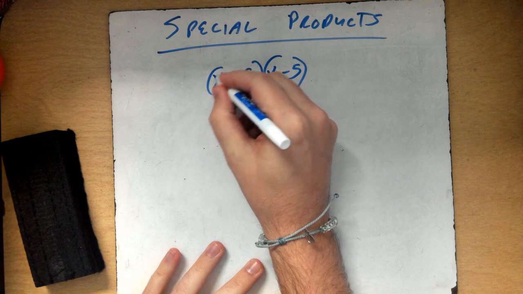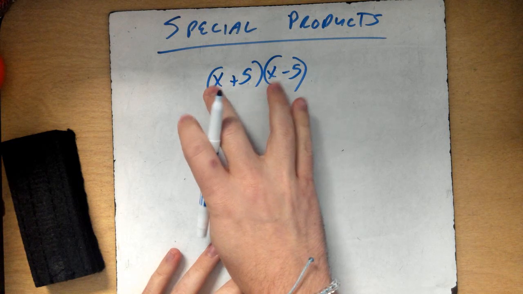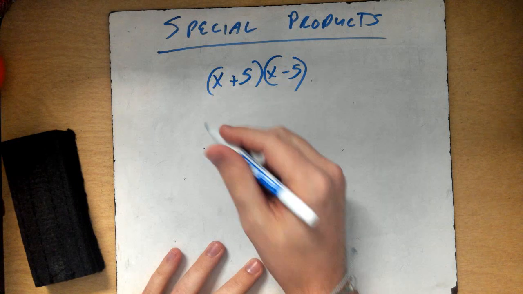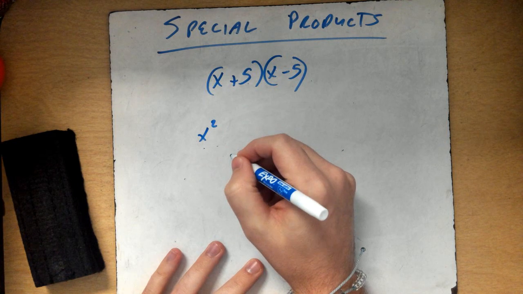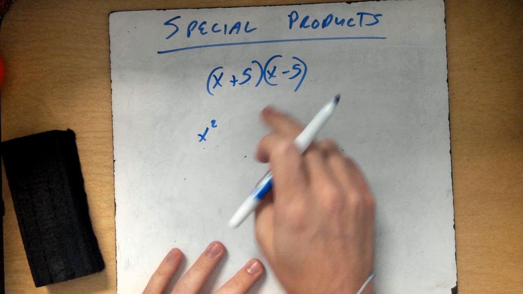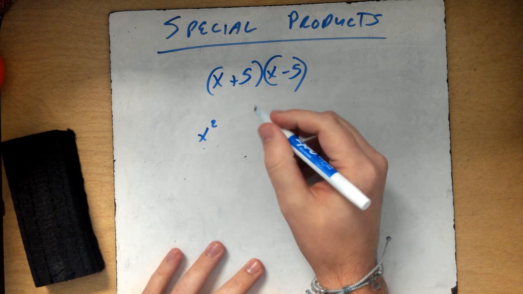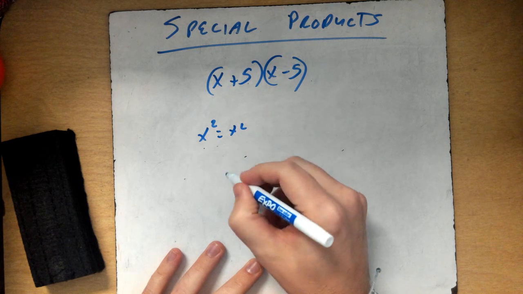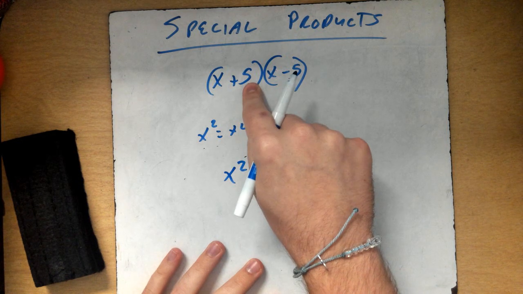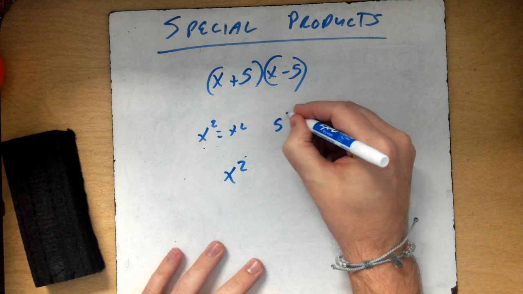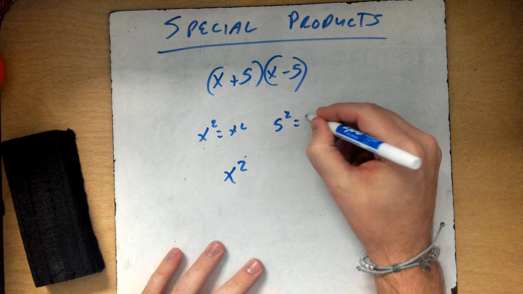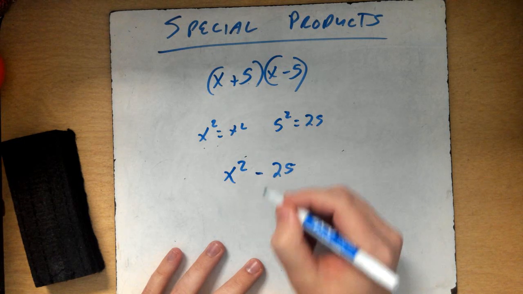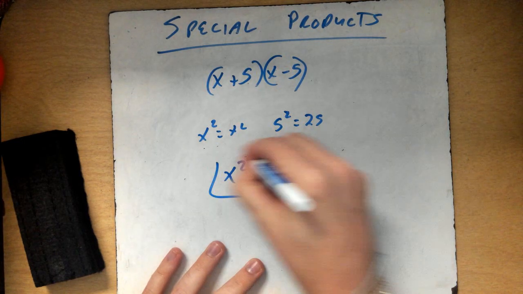So take our first term, x. Same terms, x and 5. I'm going to square it: x squared. Take the second term, 5, and square it. 5 squared is 25. And we're going to put a minus in between. And that's our answer.